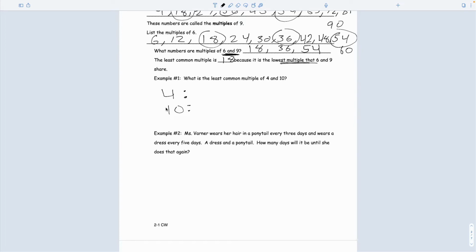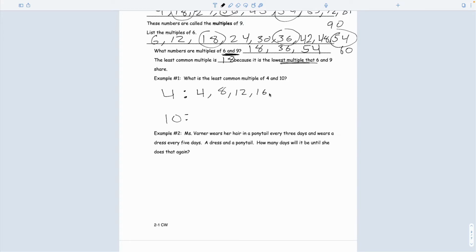4 and 10 looks like that. I put a little colon. It's like an English punctuation thing, but it just separates the list from the number. Let's start listing the multiples of 4, but this time we're just going to go to the first 5. You don't have to do all 10 of them. Give me the first 5, Cameron. 4, 8, 12, 16, 20.